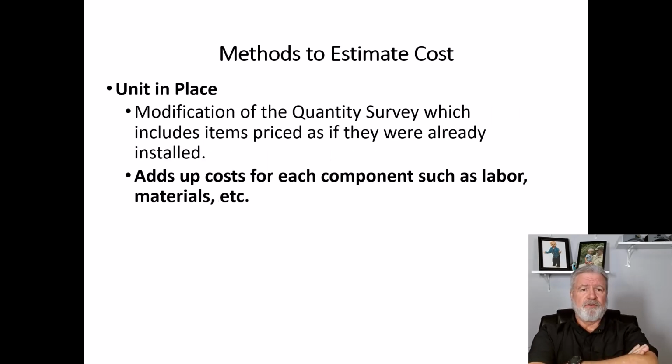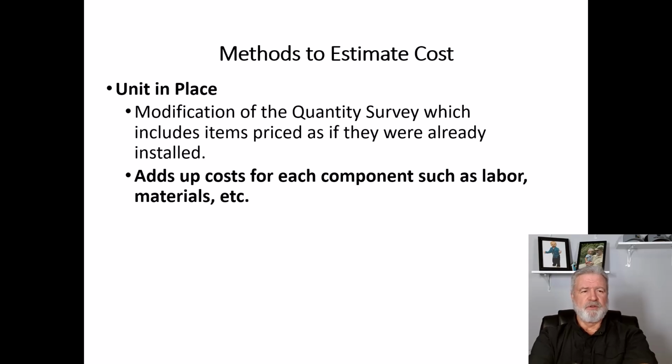But then the last of the methods to estimate costs is what we call the unit in place. It says here it's kind of a modification of the quantity survey, which we just talked about. Remember, we said the quantity survey is very complex. But here we add up what all the costs of each component would be, such as all the different material, the labor, stuff like that, as if it were already in place. And that's why they call it unit in place.